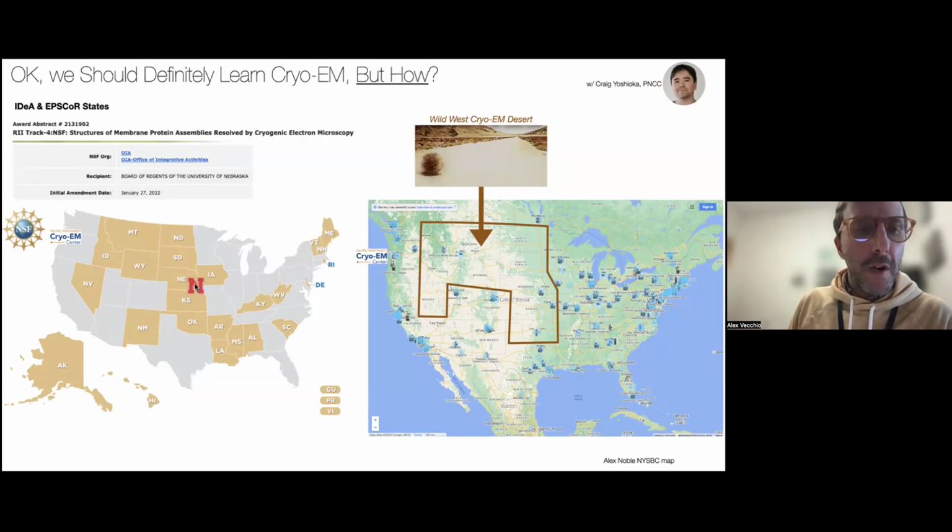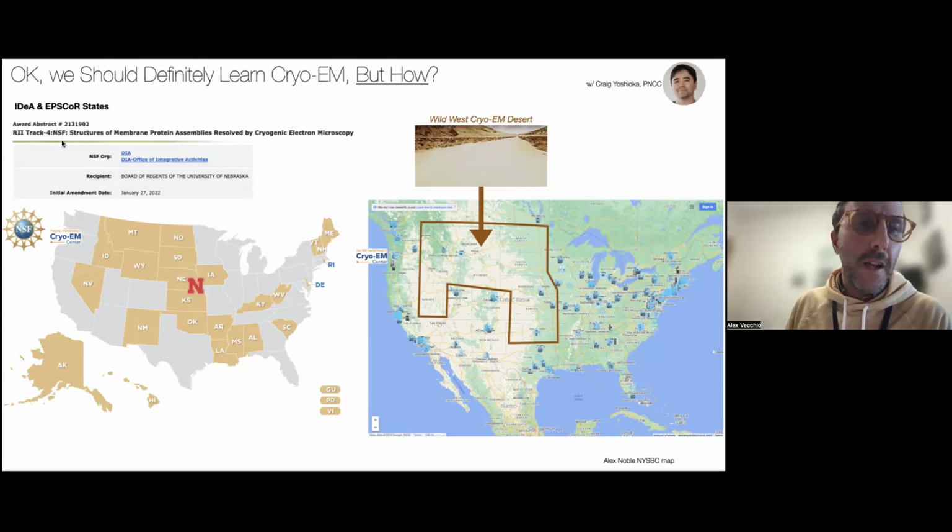Luckily for us, Nebraska is what's termed an IDeA or an EPSCoR state, depending on if you're looking for NSF or NIH funded research. And so what that means is these states are traditionally underfunded from NIH and NSF, which means there's specific mechanisms if you live in this state to do high-end research, even though you may not have the infrastructure for it. And luckily for us, the NSF has such a mechanism. It's called an R2 Track 4.